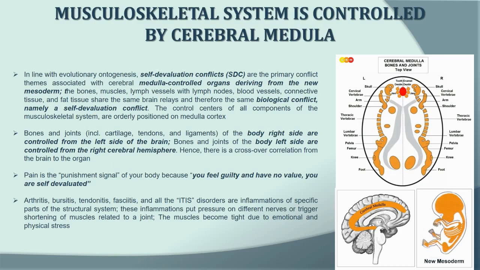So arthritis, bursitis, tendonitis, fasciitis, and all those other itis disorders are inflammations of specific parts of the structural system, and these inflammations put pressure on different nerves or trigger shortening of muscles that are related to different joints. The muscles become therefore tight due to emotional and physical stress first and foremost.